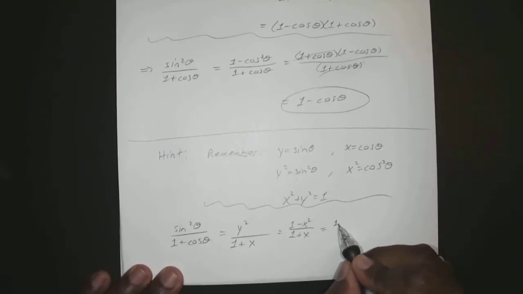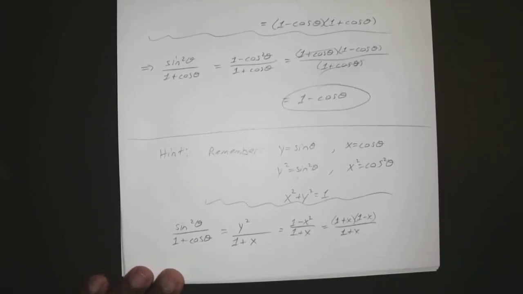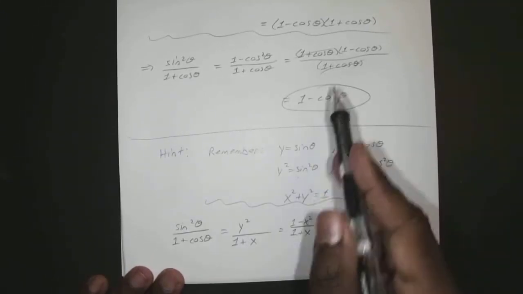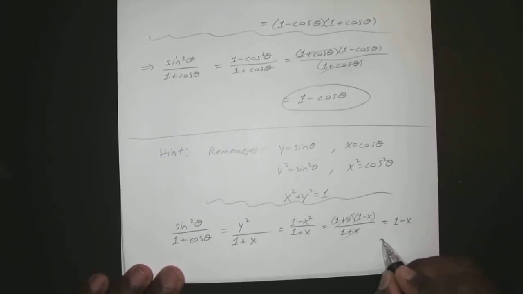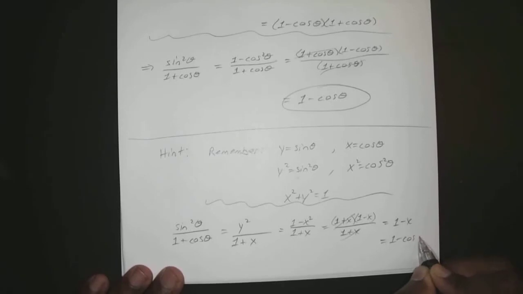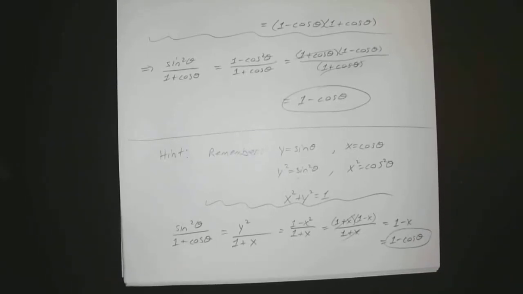Okay, so if you made this 1 plus x times 1 minus x over 1 plus x, you'll see just like it did up here, it cancels out. So you're left with 1 minus x, which is just 1 minus cosine. So it's just another method to get the same answer. All right, so any questions on that one?